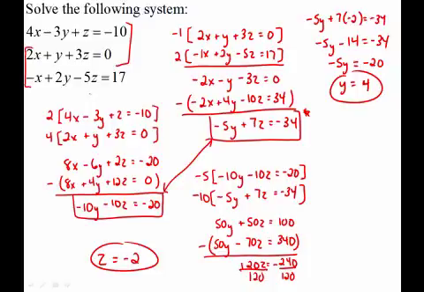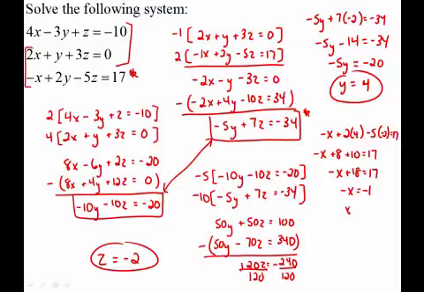Then take these 2 and go back and plug it in up to the top. So I'll choose this equation. Negative x plus 2 times 4 minus 5 times negative 2 equals 17. I'm running out of room there. Negative x plus 8 plus 10 equals 17. And negative x plus 18 equals 17, and so there's my answer. If it's written as a coordinate, remember you write it x, y, z, so 1, 4, negative 2.